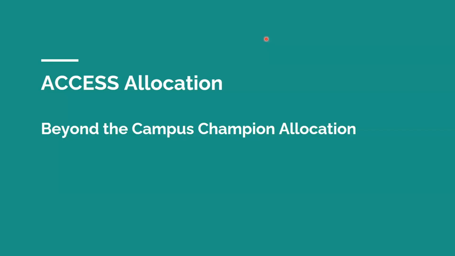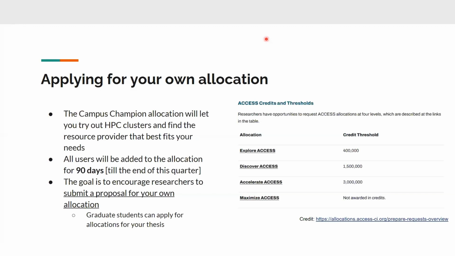So everything so far is focused on just getting everyone who's part of this workshop access to a cluster, first with the training account and then through this Campus Champion allocation. But the intent is for you to try out the HPC cluster, find the one that best fits your needs. So you can try Expanse, Bridges, or any of the other clusters that are available. But the intent is once you have that, we'll give access for 90 days till the end of this quarter.